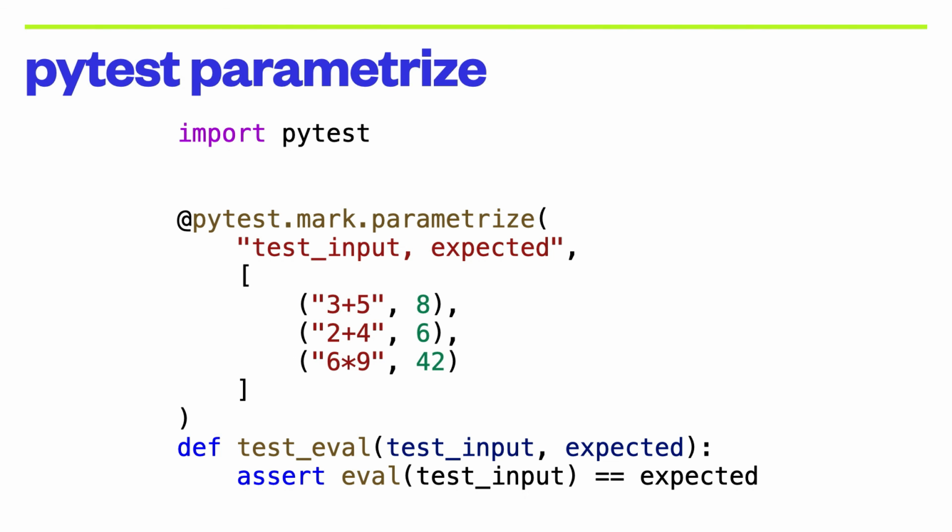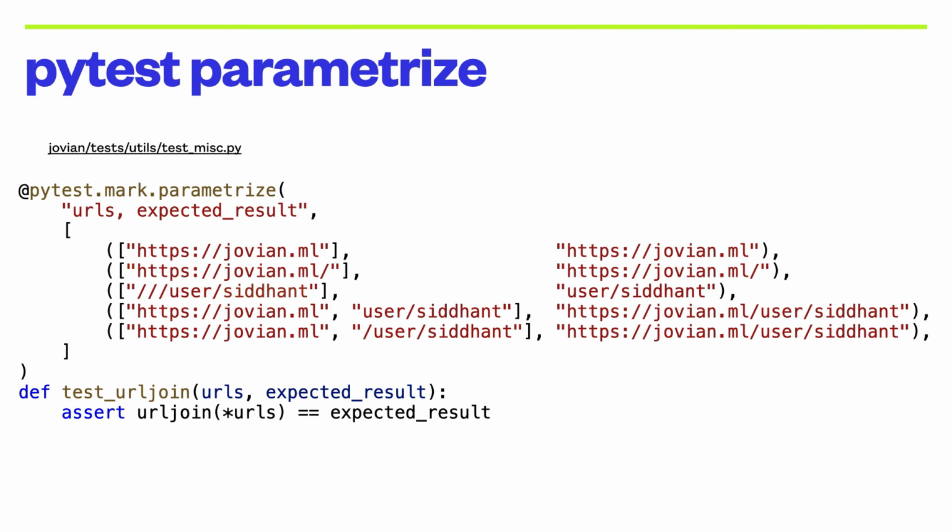And that instance can be used everywhere. There's another feature called parameterize, where I can pass a list of test cases and it will run against the same test. So I can say test eval, assert eval of test input equal to expected. I don't need to write three assert statements for three inputs. I can just pass it a list, and it will loop through those inputs and create three tests out of it. This is another test that's there in the Jovian library. It tests that two URLs should be joined properly. There are multiple test cases, and it tests all of these one by one.